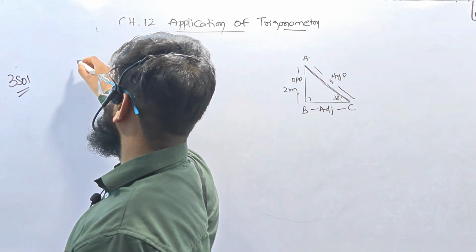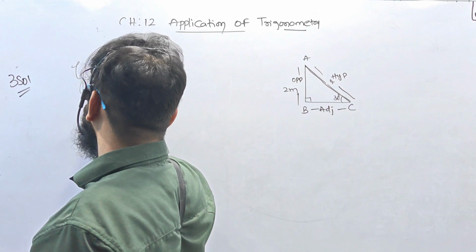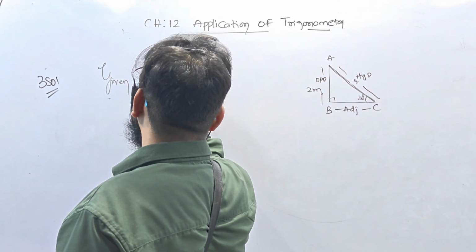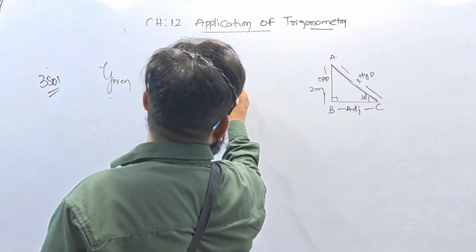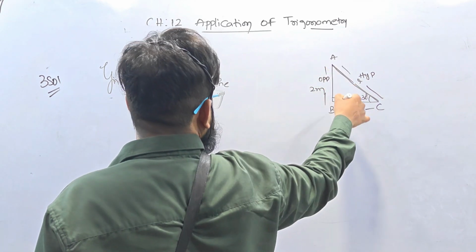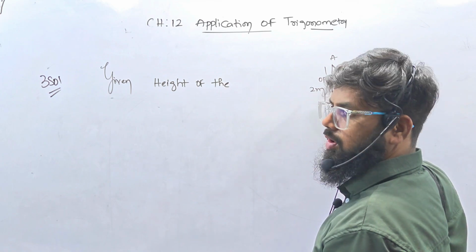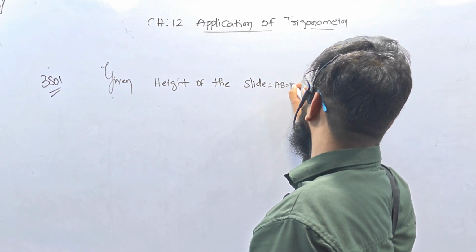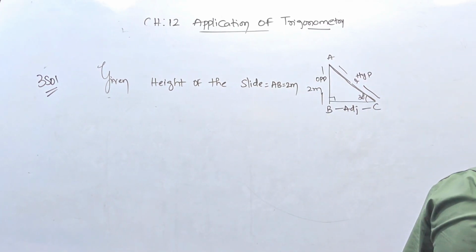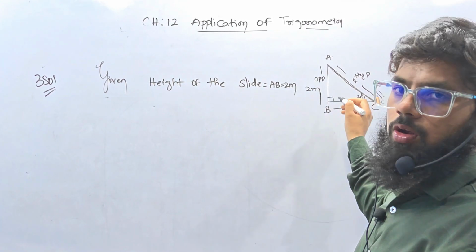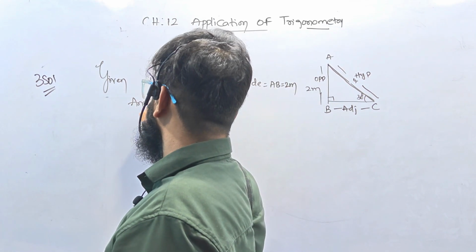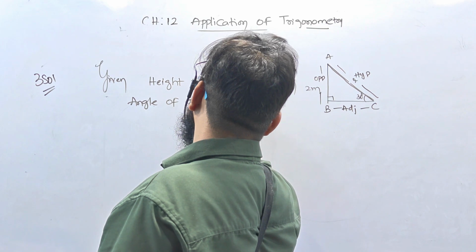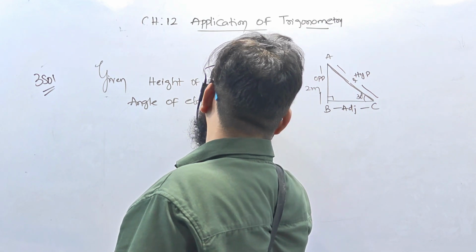So what we need to do first is represent it in sentence form also. Given: height of the slide is equal to AB is equal to 2 meters. Clear, everyone? What else have they given? The angle of elevation. So write down that the angle of elevation theta is equal to 30 degrees.